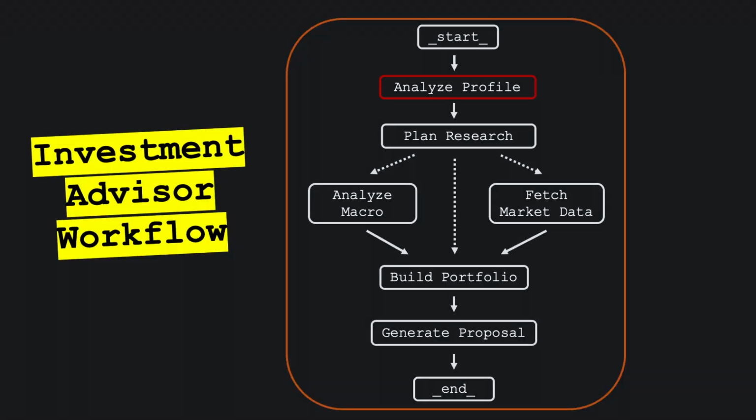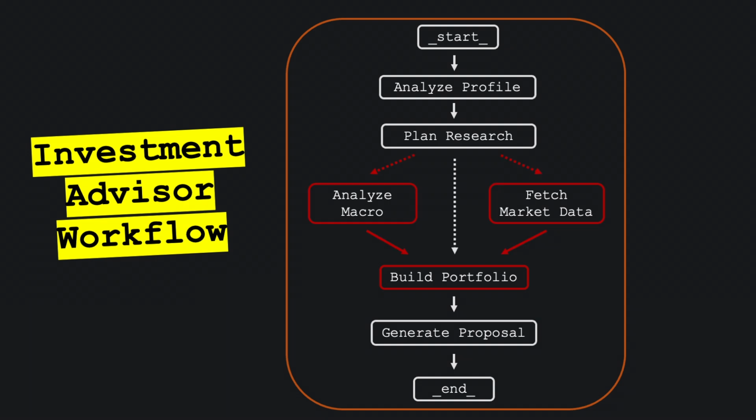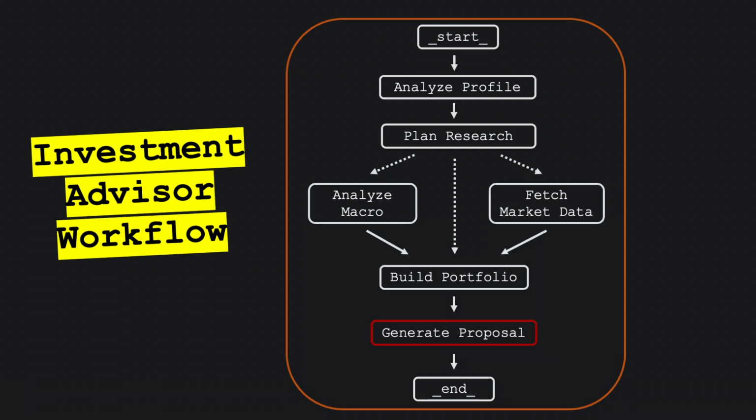It starts by processing the user's financial profile and planning the research approach. From there, the system checks the user's chosen scope, whether they want a basic or comprehensive plan. If basic, the graph moves directly into portfolio construction. If comprehensive, the graph branches into two parallel agents. One fetches market data, the other analyzes macroeconomic trends. These paths then converge to build a personalized portfolio and final proposal.